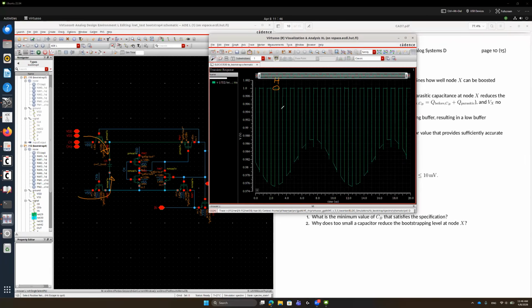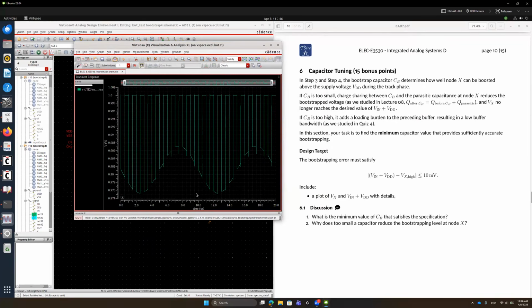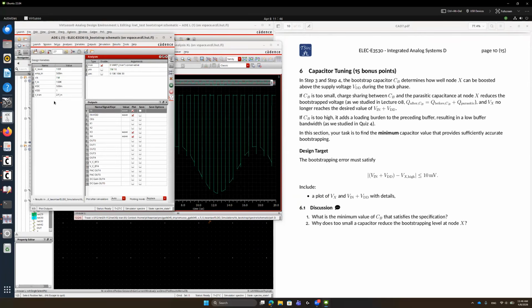So this is the hold phase. This one is a tracking phase. And then we can see that this tracking phase voltage is not touching as high as 1 volt. So we want to make sure that in the worst case scenario, it can still touch within the 10 millivolt boundary. Then what is the minimum capacitance to achieve this? That is the question. So if we increase the bootstrapping cap, then you can see that.